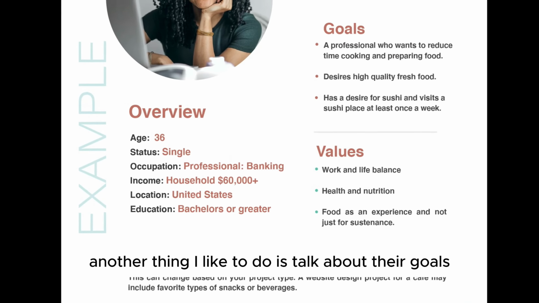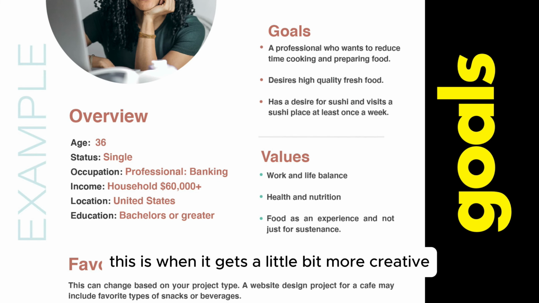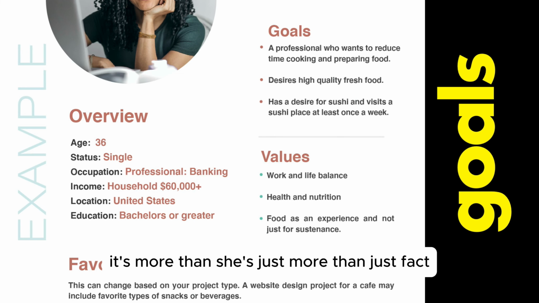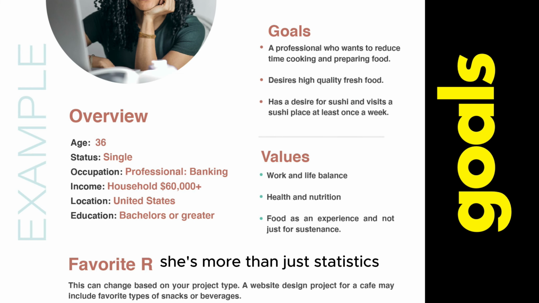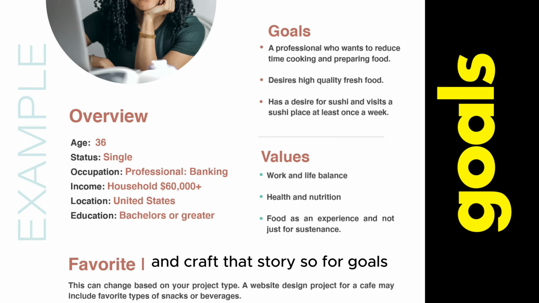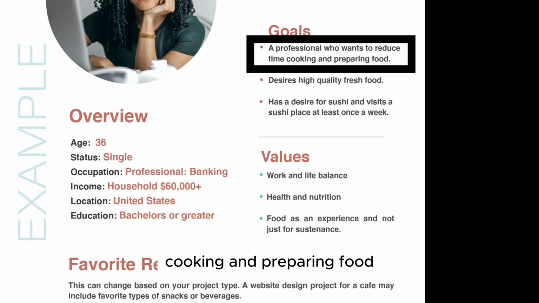Another thing I like to do is talk about their goals in life. What are their goals? This is when it gets a little bit more creative. You're kind of writing a story for her. She's more than just facts. She's more than just statistics. There is a real person who has goals, insights, and passions in her life. And this is where we want to craft that story. So for goals, just an idea is a professional who wants to reduce time cooking and preparing food.